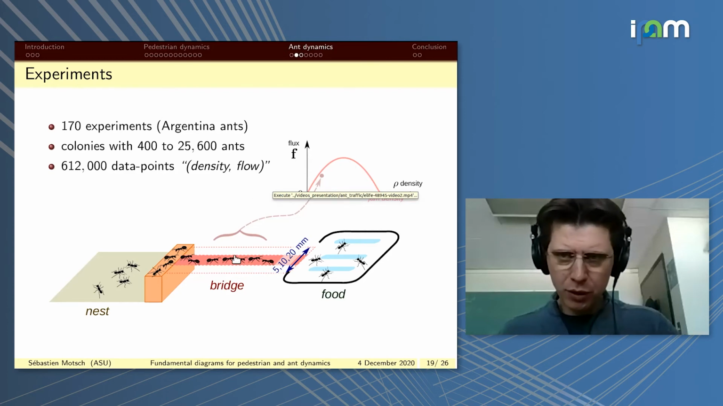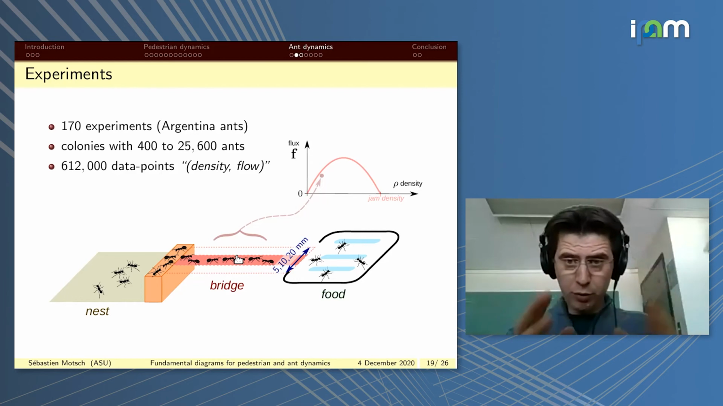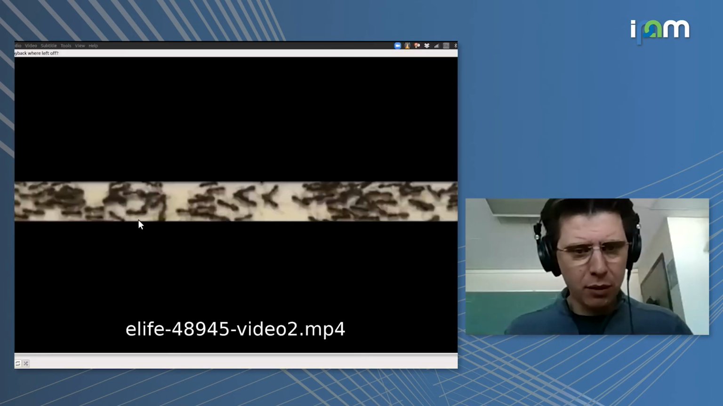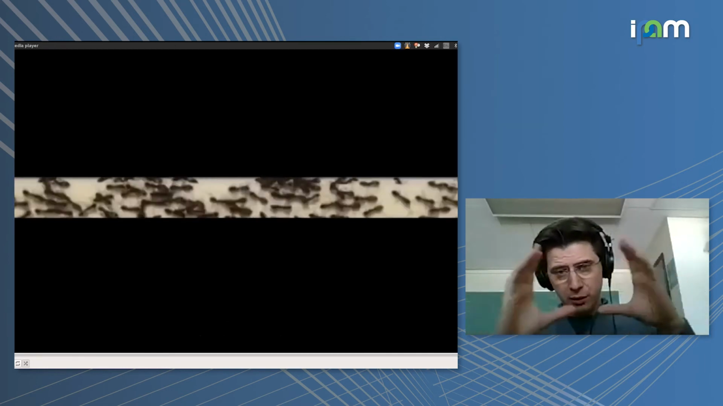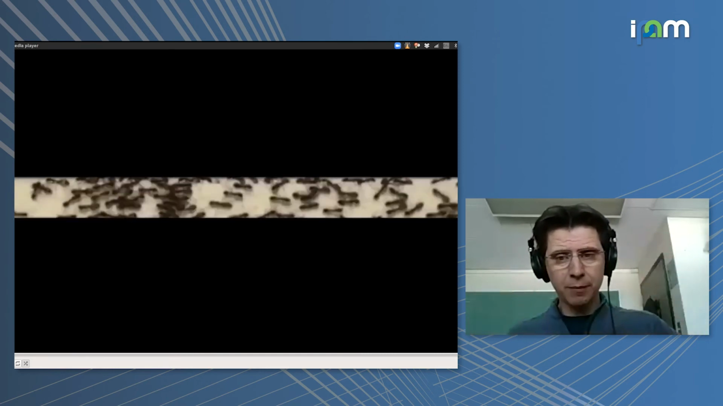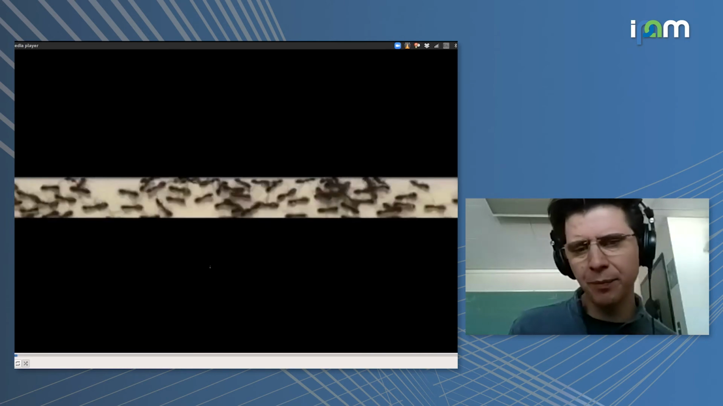But first, let me show you an experiment. I'm just going to show you what's happening on the bridge. Let's see if that works. Okay, it takes a little bit of time to start. Here it is. This is just a snapshot of a piece of the bridge. I don't know exactly what the density was, but it's relatively high.